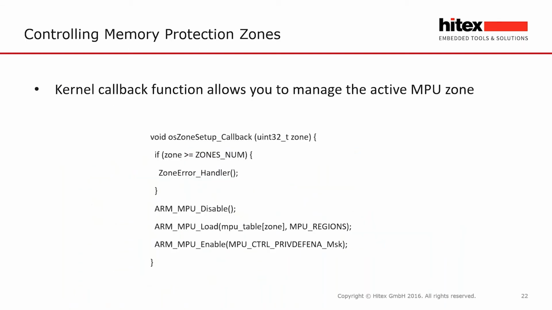And then our callback function, so every time we do a task switch, we get a callback which is passed the active zone number. We can then disable the memory protection unit, load up the correct table for the thread that's about to run, and then re-enable the memory protection unit. So now that thread will run within its own little environment, and we can guarantee that it's isolated from everything else.